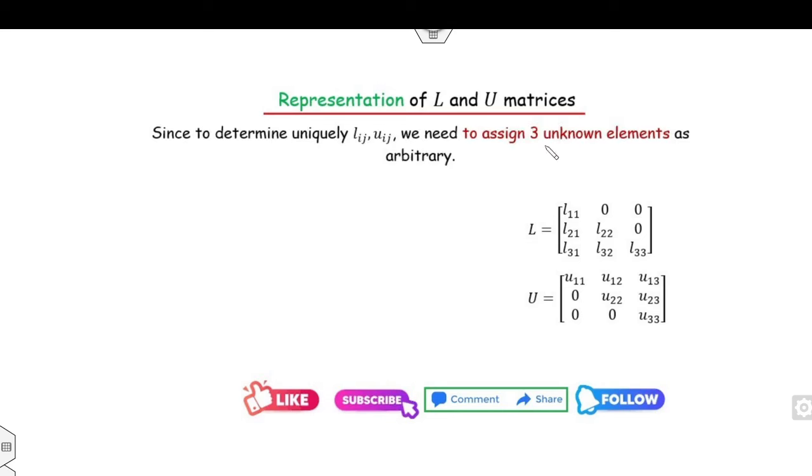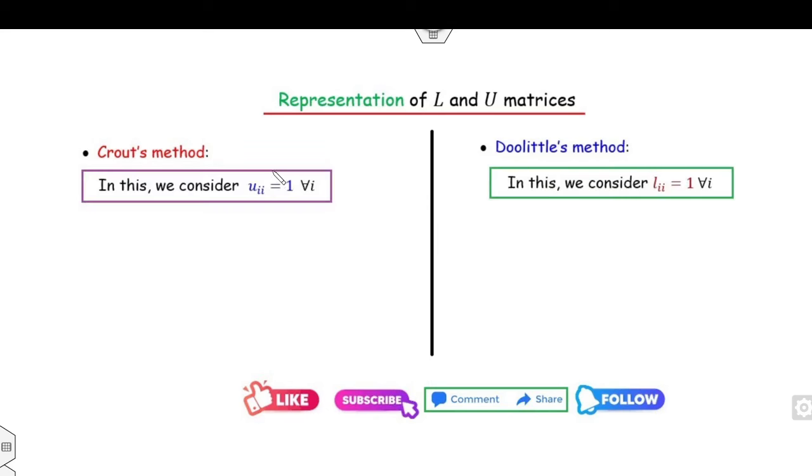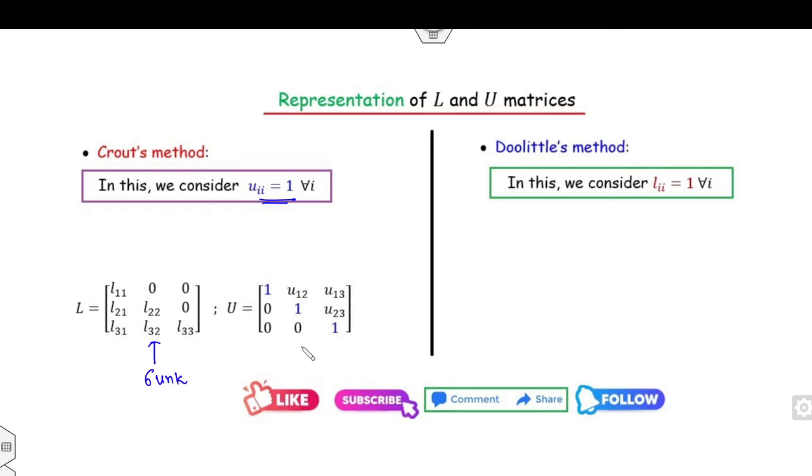Since our target is to assign 3 unknown elements to be arbitrary, it is your choice, as I explained. There are 2 methods. The first method is called the Crout method, the second is the Doolittle method. In the Crout method, we assign all the diagonal entries of the upper triangular matrix to be 1, while in the Doolittle method, we assign the diagonal entries of the lower triangular matrix to be 1. In this case, I have assigned the Uii diagonal entries as 1, and you can see now it has 6 unknown elements and only 3 unknown elements, so the total is 9 unknown elements.